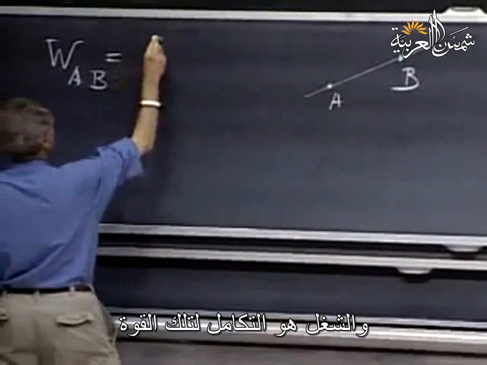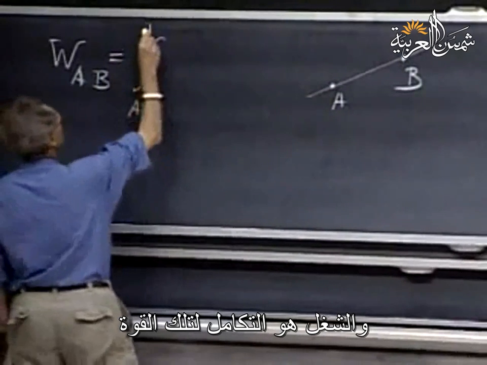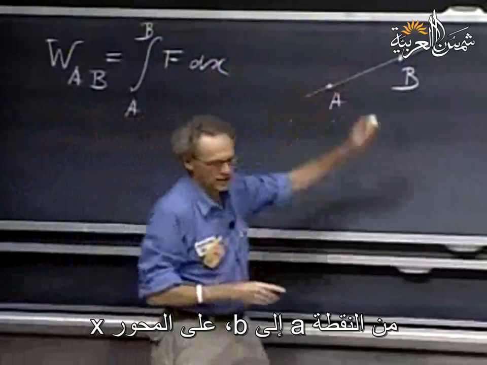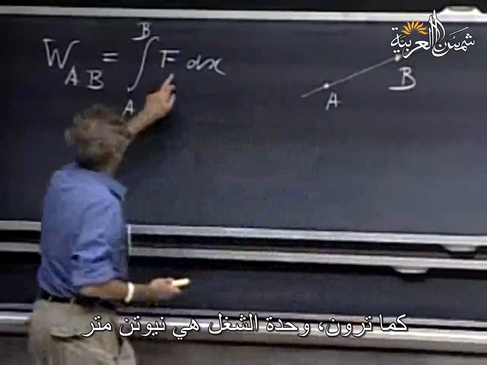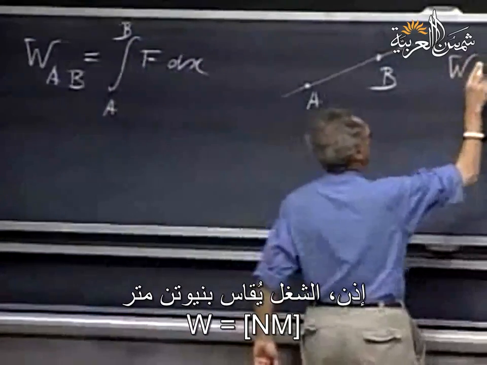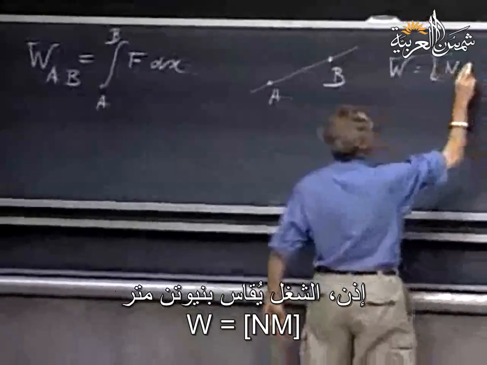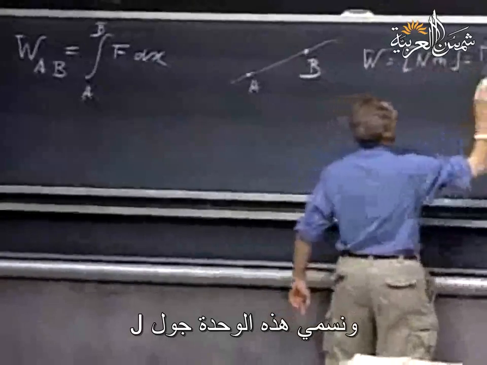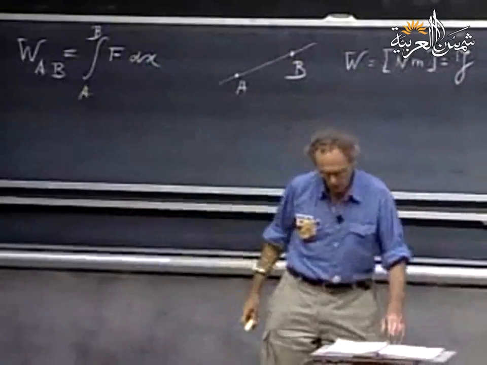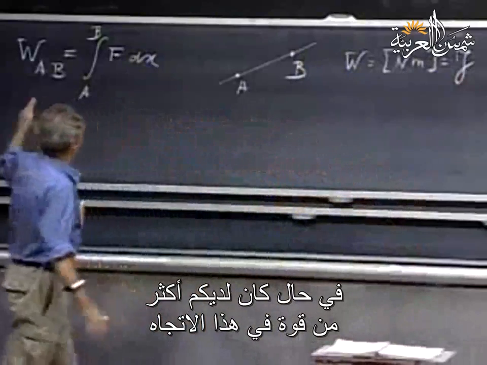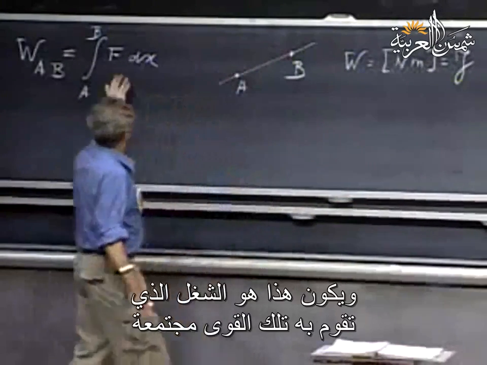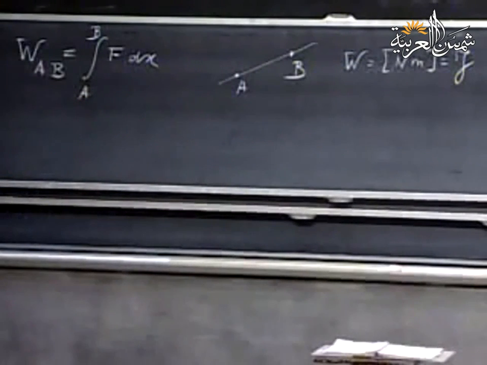That work is the integral, going from A to B, of that force, dx, if I call that the x-axis. The unit of work, you can see, is Newton meters. So work is Newton meters, which we call a joule. If there's more than one force in this direction, you have to add these forces vectorially, and then this is the work that the forces do together.